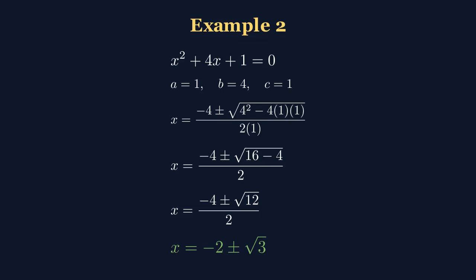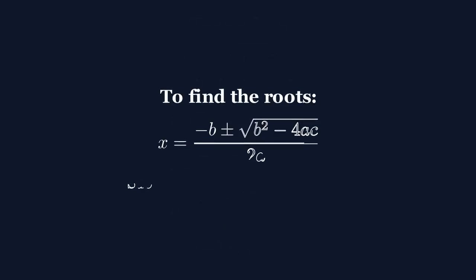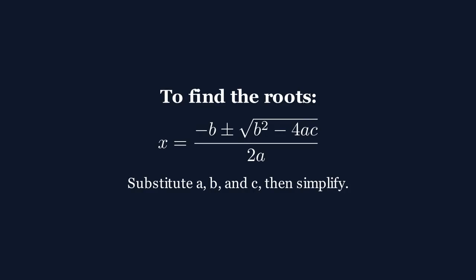To find quadratic roots with the formula, identify a, b, and c carefully. Substitute them into the formula, simplify the discriminant, and then simplify the two possible answers. Move slowly through the arithmetic, especially with negative values of b.